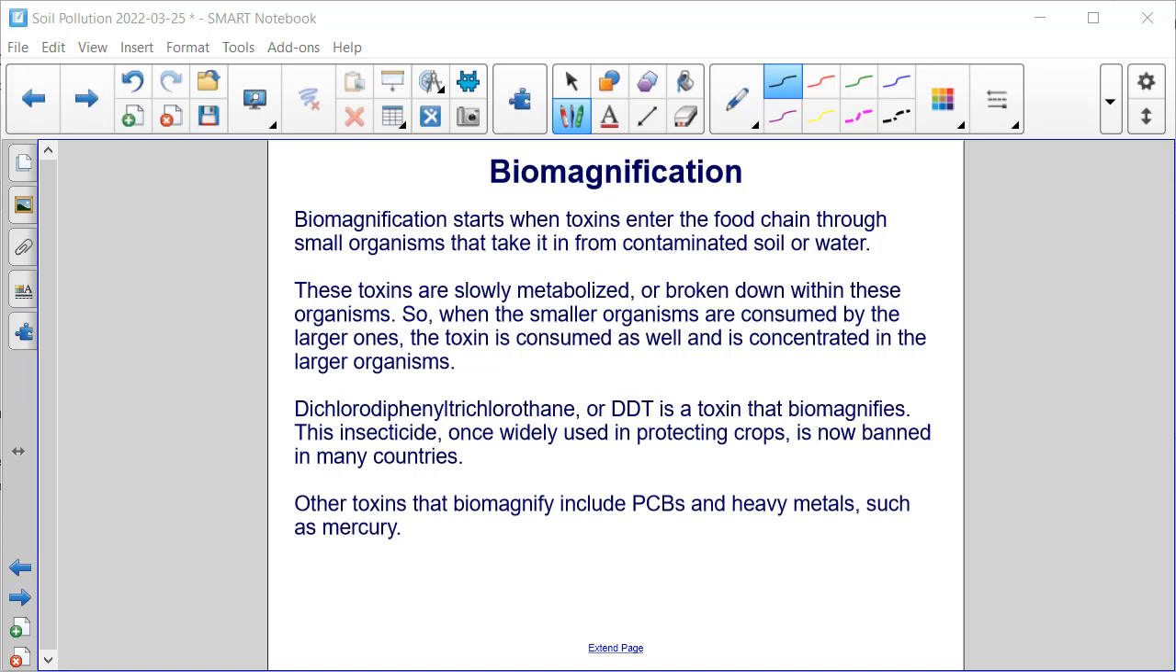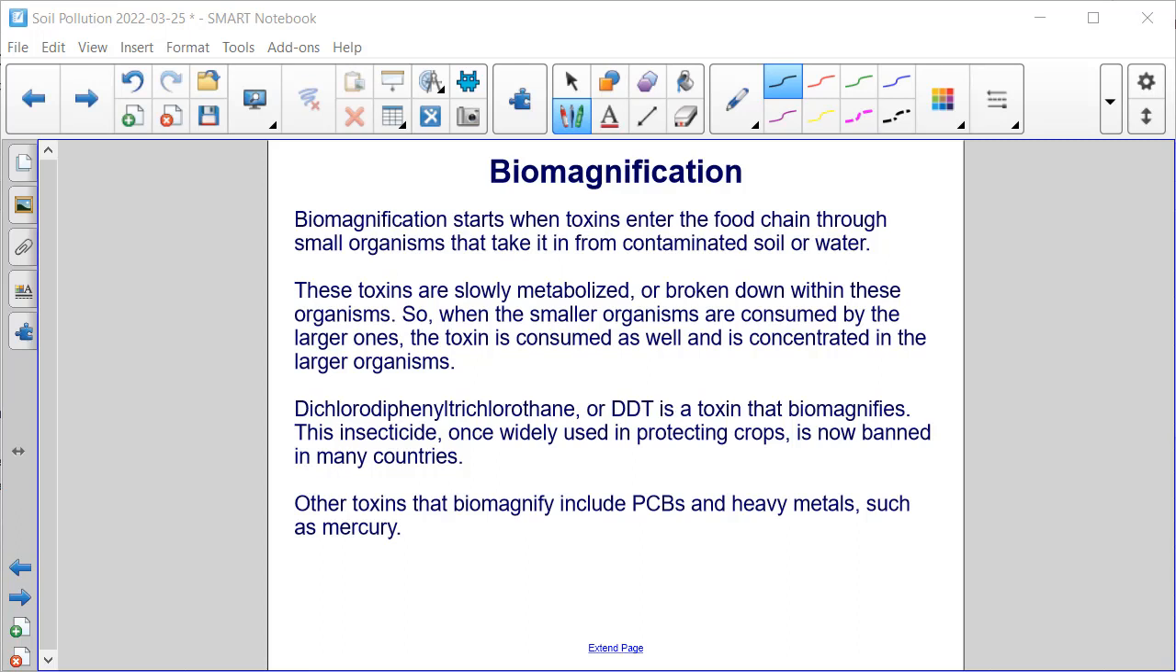Biomagnification starts when toxins enter the food chain through small organisms that take it in from contaminated soil or water. These toxins are slowly metabolized or broken down within these organisms. So, when the smaller organisms are consumed by the larger ones, the toxin is consumed as well and is concentrated in the larger organisms.